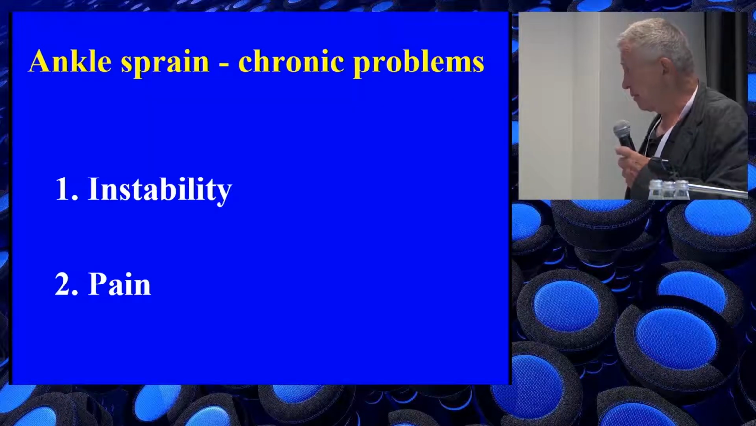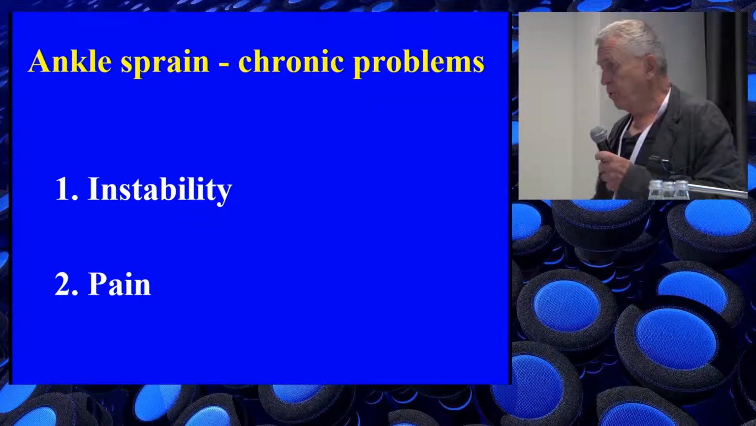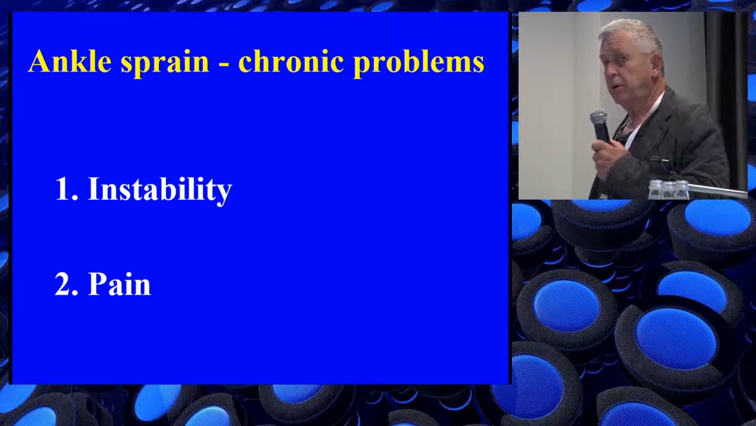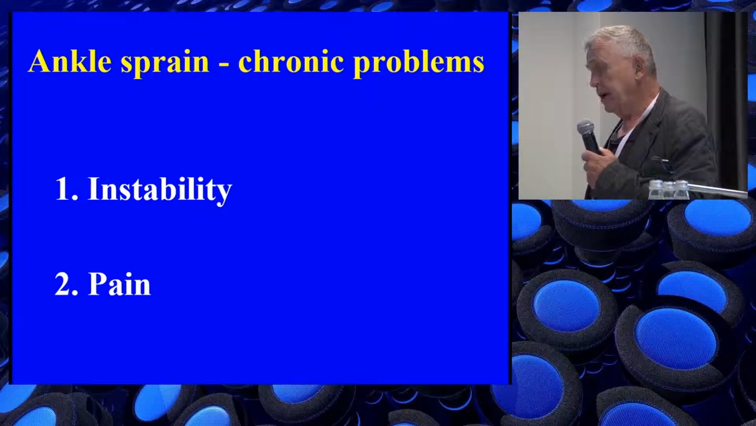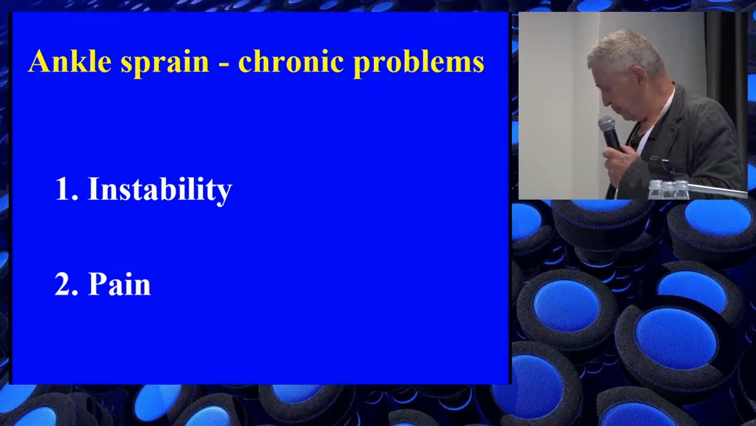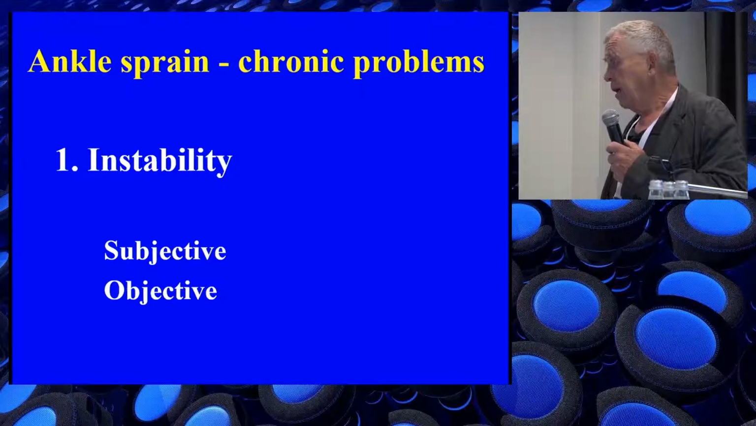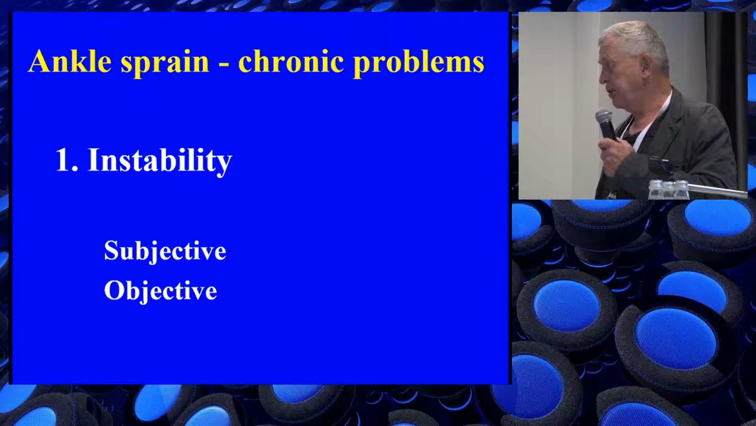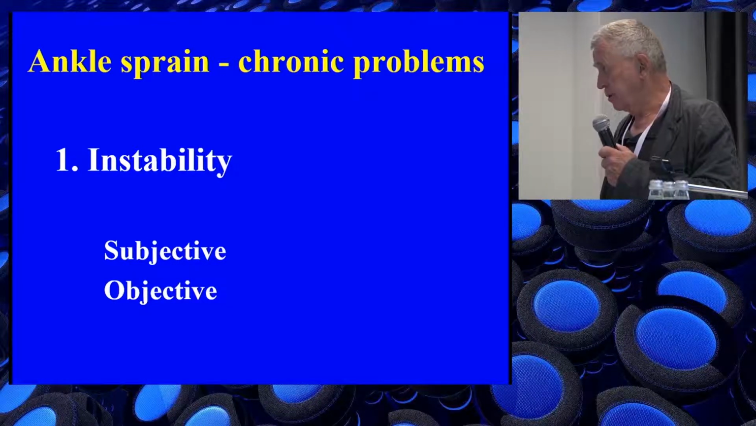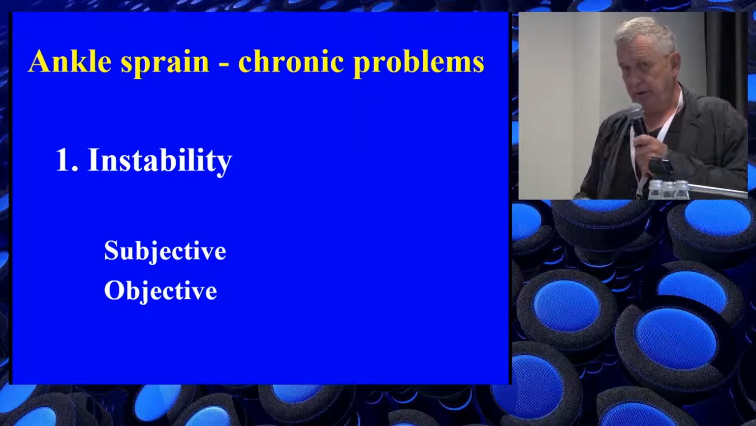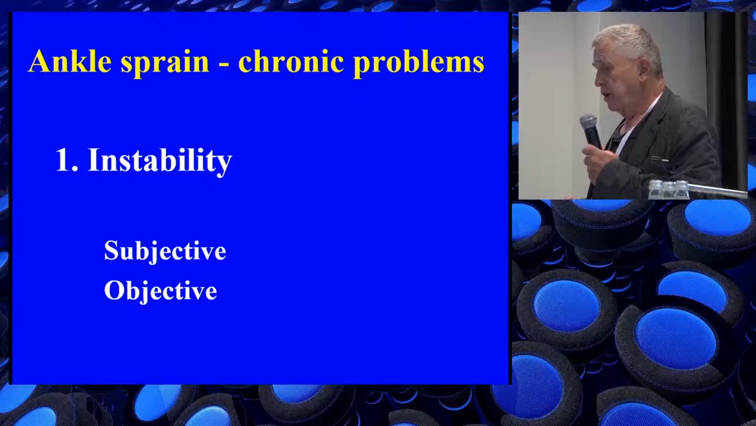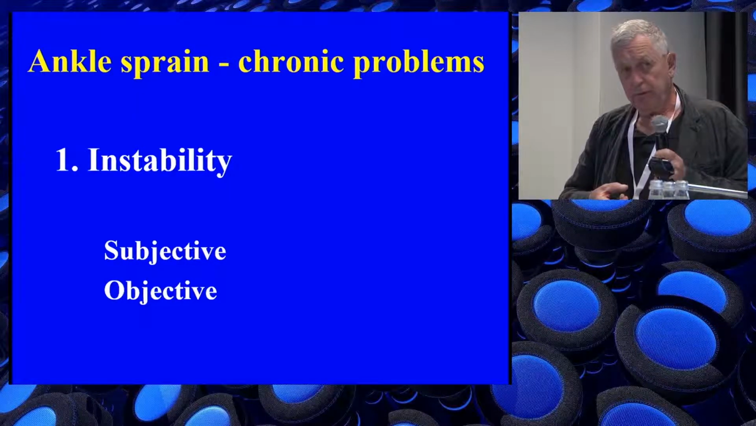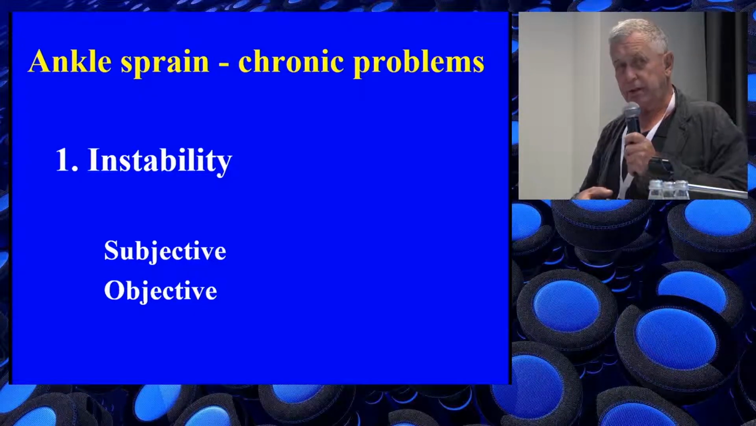But even if you do that, of course, there will be chronic problems. Not all patients heal whatever you do. So some of them have a persistent instability, and they have persistent pain. The instability could be of two sorts: there is a subjective instability and an objective instability. Subjective instability is when you, as a doctor, are trying to test the stability of the ankle, and you can feel only that it's stable.